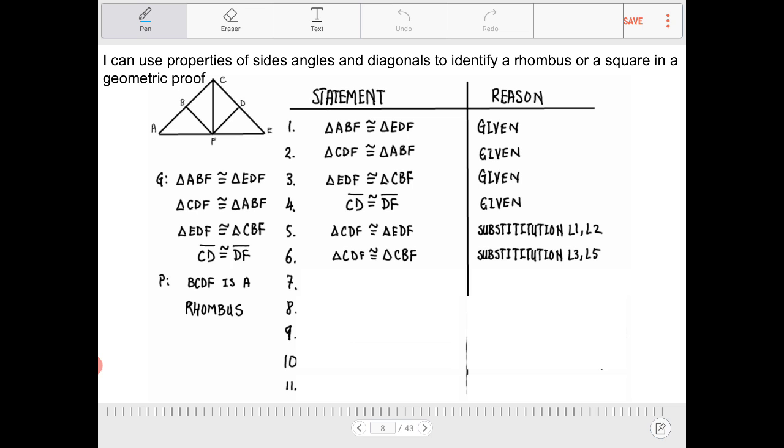And then lastly, since we know that triangles CDF and CBF are congruent, we can declare that CD must be congruent to CB, because corresponding parts of congruent triangles are congruent. We also recognize, because CD is also congruent to DF, that DF must therefore be congruent to BF, because of, again, CPCTC.